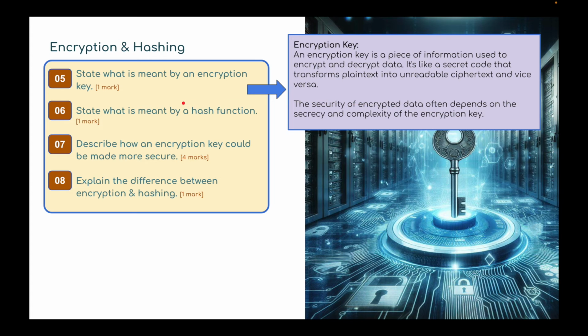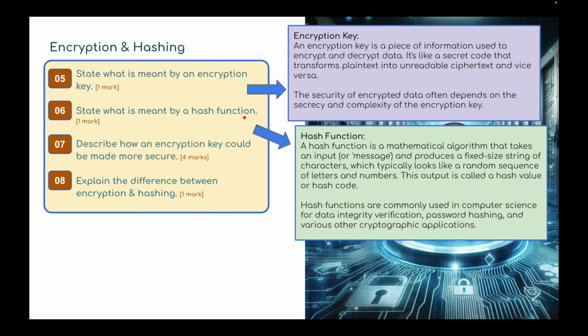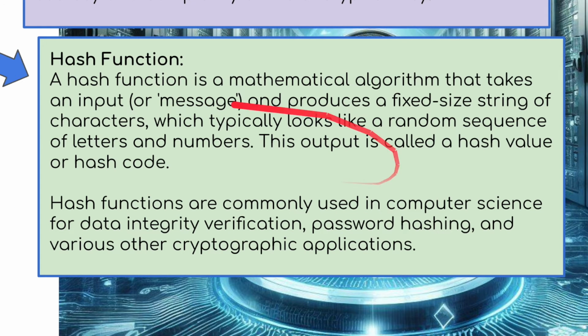Okay, for 1 point, state what is meant by a hash function. Well, a hash function, rather more than 1 point, but a hash function is a mathematical algorithm that takes an input or a message and produces a fixed size string of characters, which typically looks like a random sequence of letters and numbers. The output is called a hash value or hash code. Hash functions are commonly used in computer science for data integrity verification, password hashing, and various other cryptographic applications.